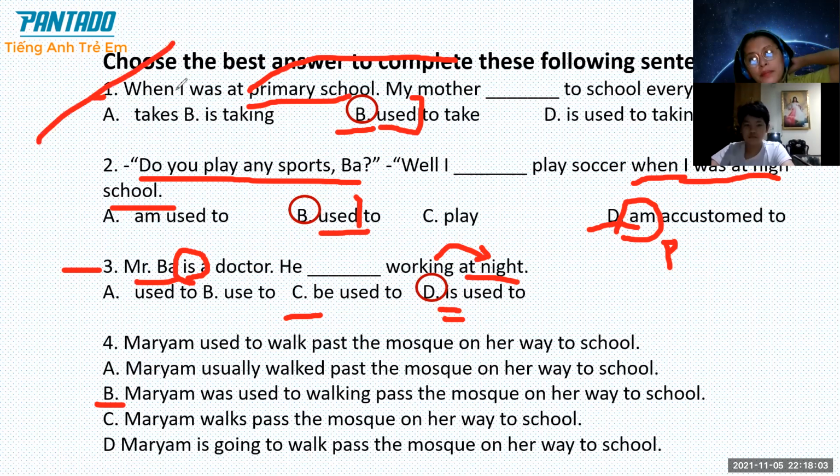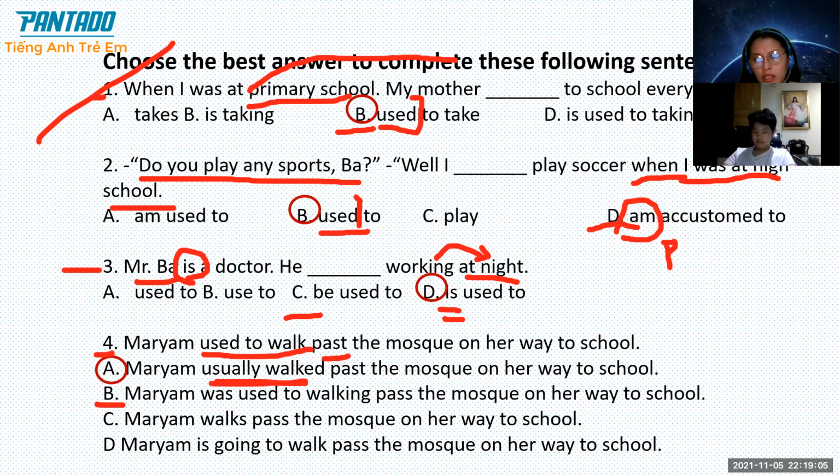All right, last number 4. I want you to read number 4. Mariam used to walk past the mosque on her way to school. So your answer is? What is your answer there? That is letter B. Can you try to read your answer? Mariam was used to walking past the mosque on her way to school. Okay, the correct one is Mariam usually walk past the mosque on her way to school. We use usually walk because there's already used to walk, so it's in the past also.